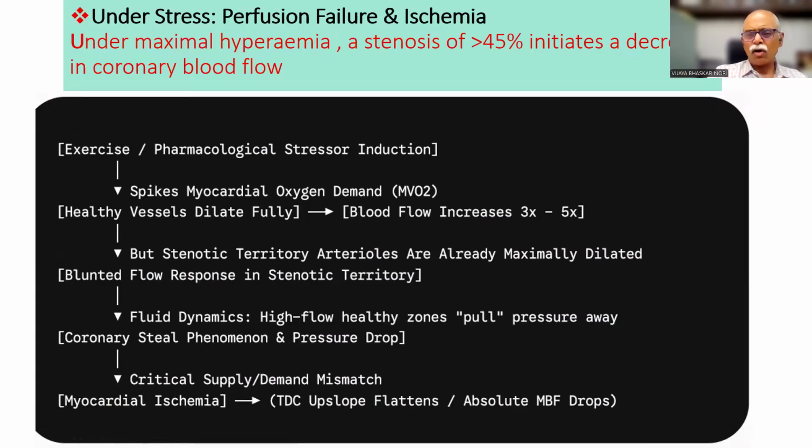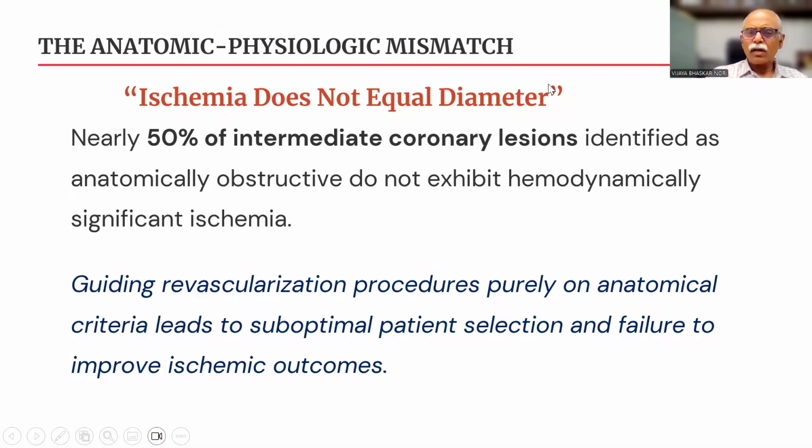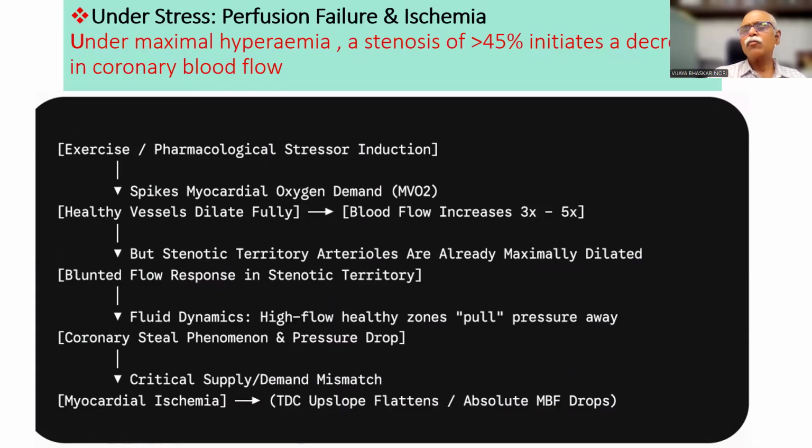But under stress or under hyperemia, when you give adenosine or when you ask the patient to do a treadmill and do the study, a stenosis of more than 45% initiates a decrease in the coronary flow, and that is what is known as the ischemic cascade. So under maximum hyperemia or under maximum stress, when you try to increase the demand of oxygen to the myocardium, then even at more than 45% stenosis, the autoregulation fails and the myocardial blood flow is reduced because the arterioles cannot dilate anymore. They have dilated to the maximum. So that is when the ischemic cascade develops.